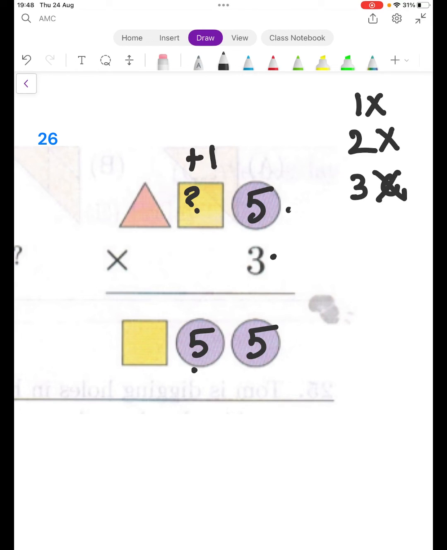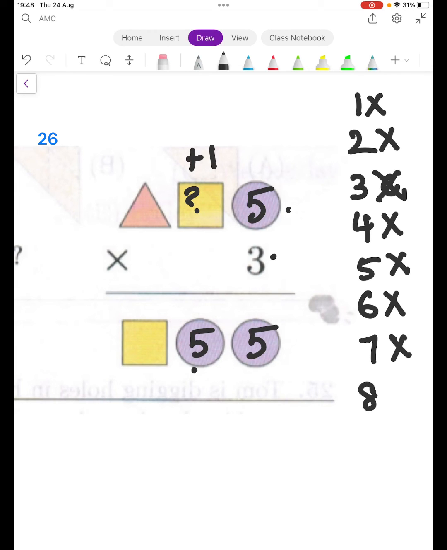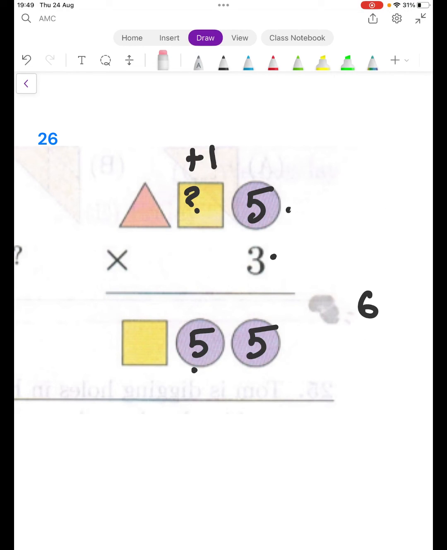3 times 3 is 9 plus 1 is 10. That will be a 0. That does not work. 4, 3 times 4 is 12, plus 1 is 13. That does not work. 5, 3 times 5 is 15, plus 1 is 16. That does not work. 3 times 6 is 18, plus 1 is 19. That does not give a 5, so 6 does not work. 7, 3 times 7 is 21, plus 1, 22. That does not work. 3 times 8 is 24. Add a 1, and that becomes 25 with a 5 in the units place. And we found our answer.